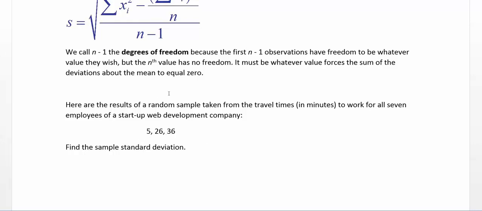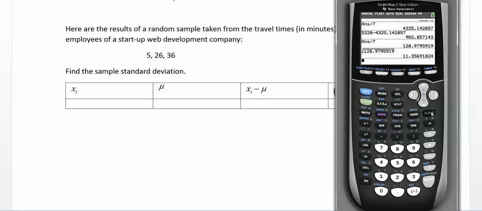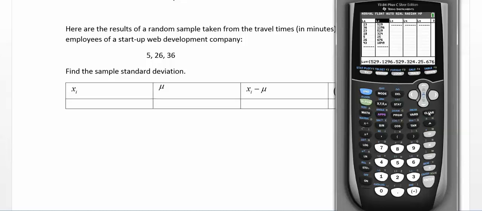And let me get a spreadsheet going here. Okay, so we're going to fill out pretty much the same spreadsheet as before, only this time we have a lot smaller numbers. So let me go back in and let me clean out all of these lists. Remember, if you're going to do my approach, hit clear and arrow down. All right, so 5, 26, and 36. And this would be good practice to see if you remember how to set this up.